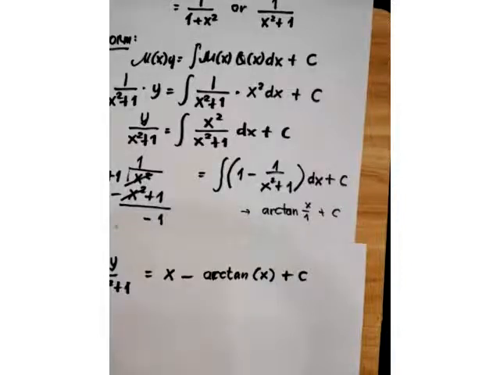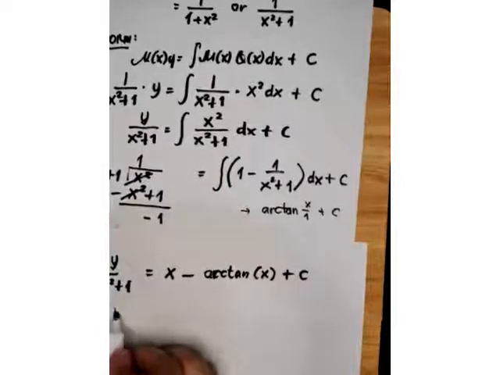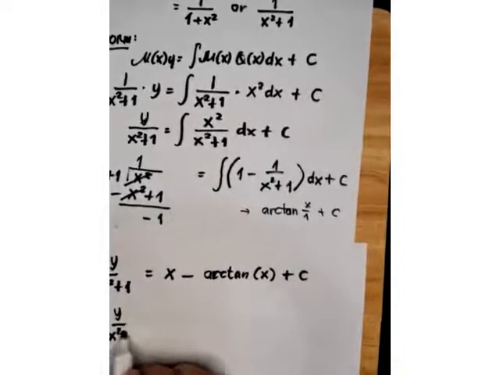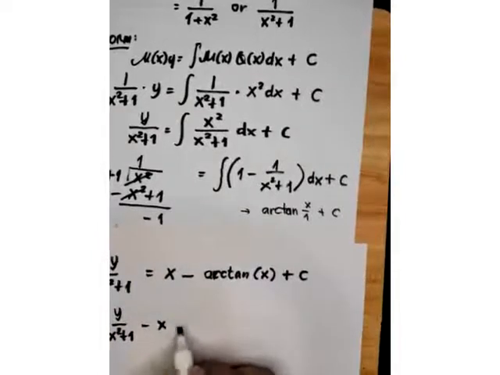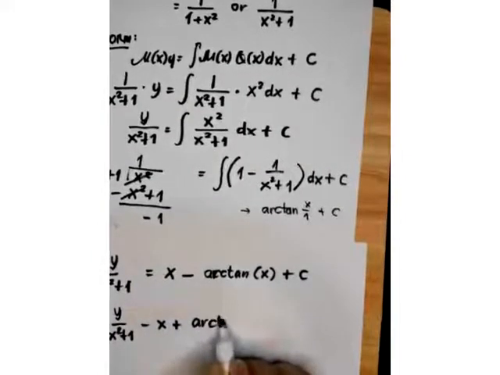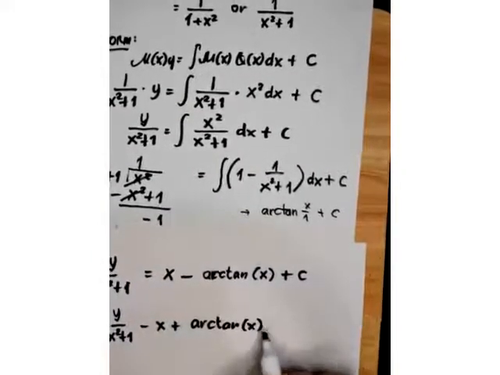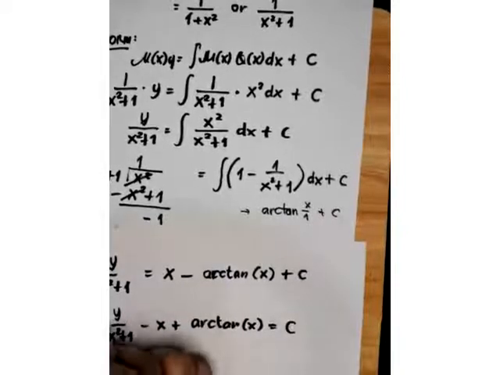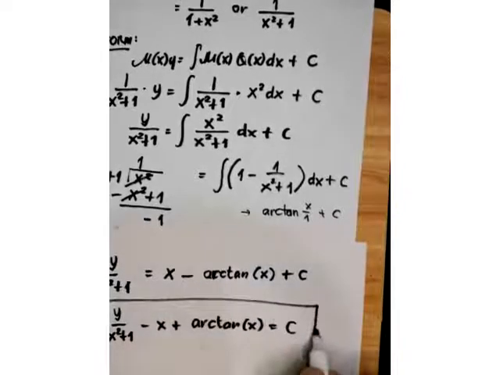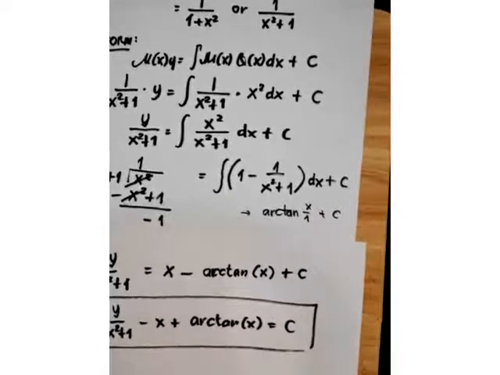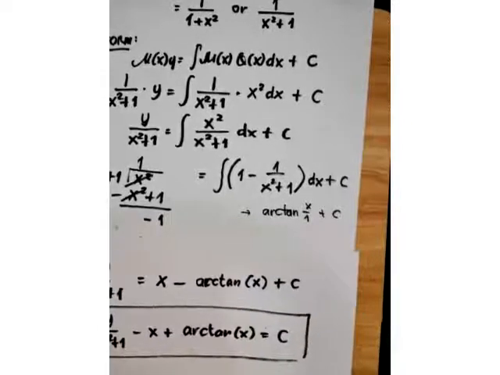Okay. Ilipat na lang natin. So therefore, this is y over x squared plus 1 minus x plus arctangent of x is equal to c. So ganito na lang sagot natin. Yeah. So this is the final answer.